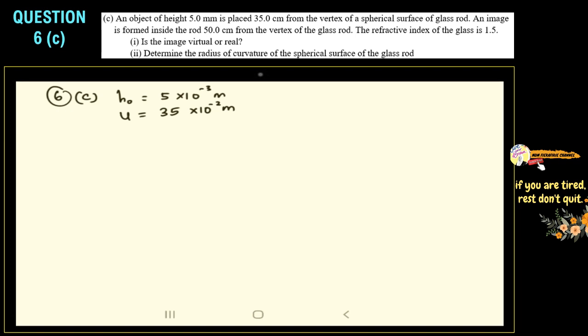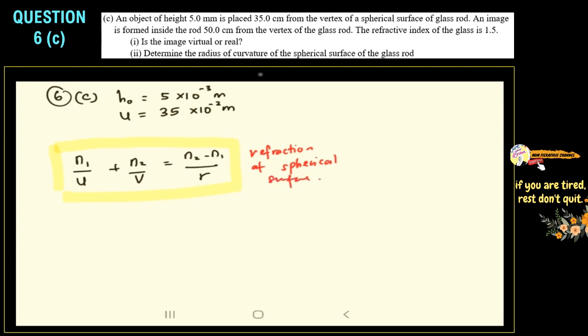So this is about a spherical surface. Refraction at a spherical surface. So what's the formula? Refraction at spherical surface: n1 over u plus n2 over v equals n2 minus n1 over R. Okay, so this is the equation of refraction at a spherical surface.